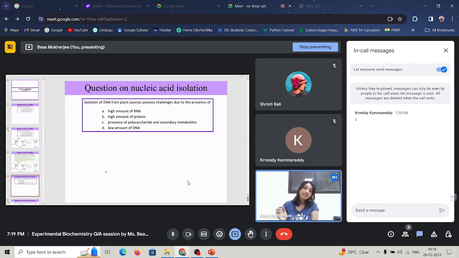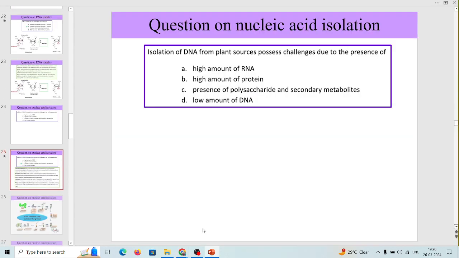But the issue with the DNA is that there is a lot of secondary metabolites, a lot of polysaccharides such as cellulose, lignin, all the secondary cell wall is there, right? Primary, secondary cell wall, and it is very difficult to separate all these polysaccharides from the actual DNA, and that is why it is very difficult from natural sources.